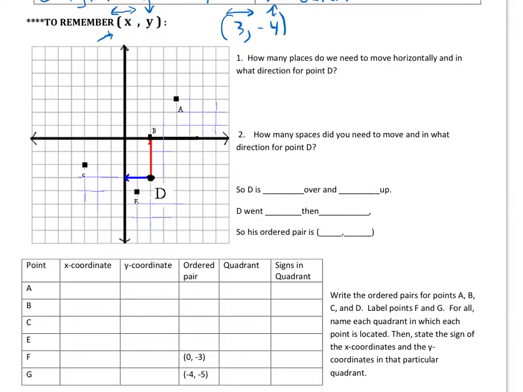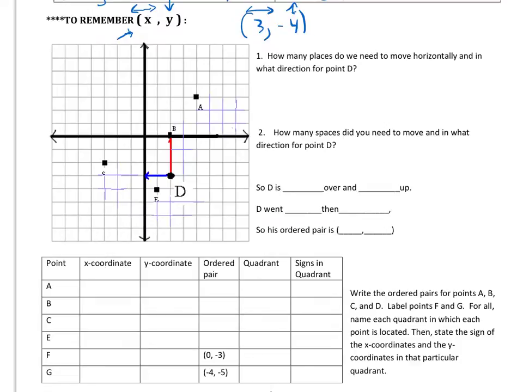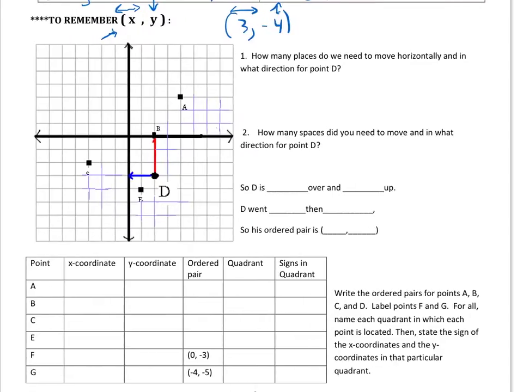Let's talk about these questions right here. Question number 1. How many places do we need to move horizontally? Horizontally, we should know, is left or right. And which axis tells us left and right, or horizontal? We should know it is the x-axis. You have to memorize that horizontal means left and right, which is the x-axis.